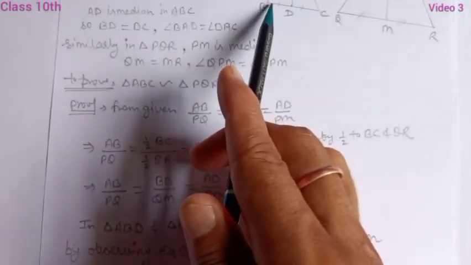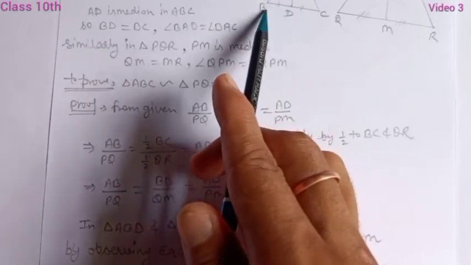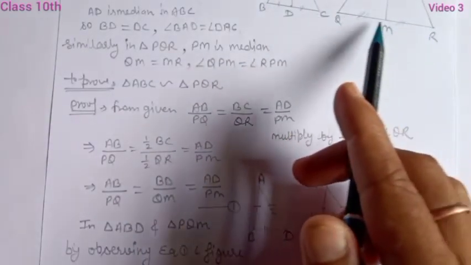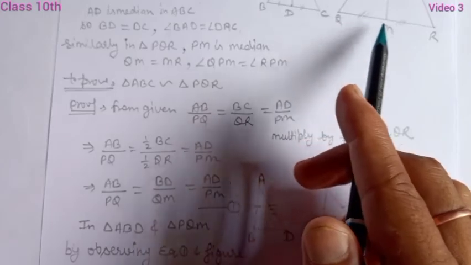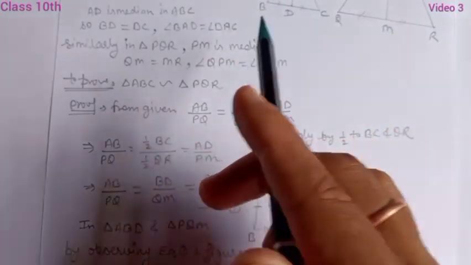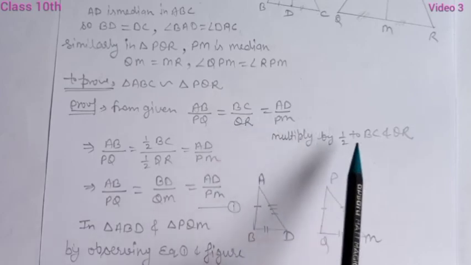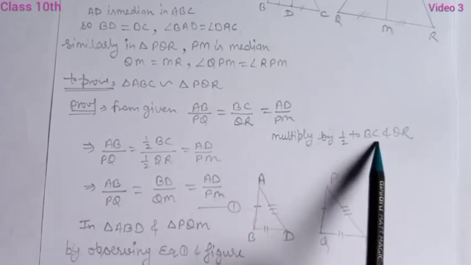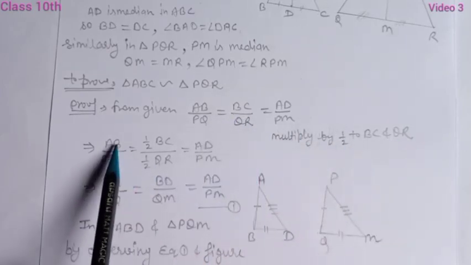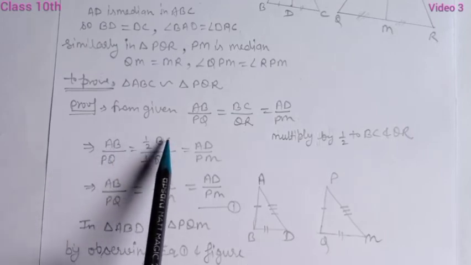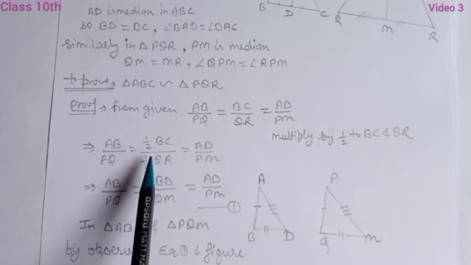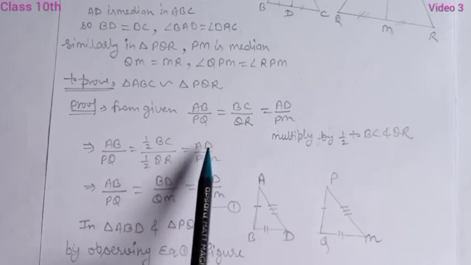Half of BC is BD, and for QR, we can take half of it as QM. We need QM and BD here. So how will we do it? By multiplying by 1 upon 2 to this term and this term only. So multiply 1 upon 2 to BC and QR. We can write AB upon PQ is equal to 1 upon 2 BC and 1 half QR, equal to AD upon PM.